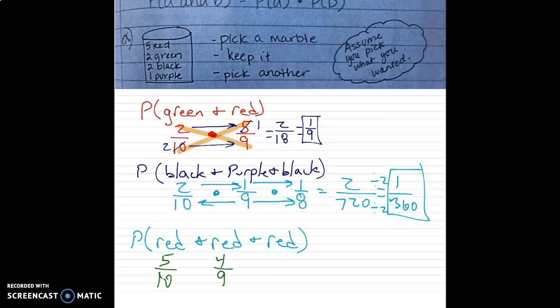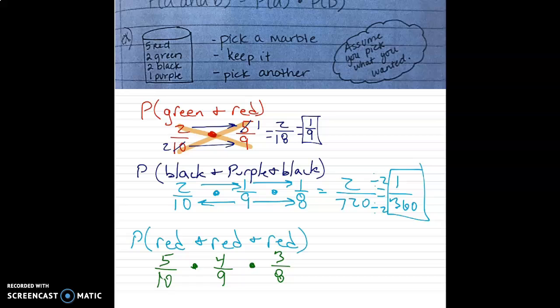It's getting smaller and smaller. We're going to draw again. There were 10. We didn't put it back. There was now 9. We draw again. There's now 8. Same thing with the amount of reds that are in there. There were 5. We took one out. We didn't put it back. There's now 4. Took one out. We didn't put it back. There's now 3.